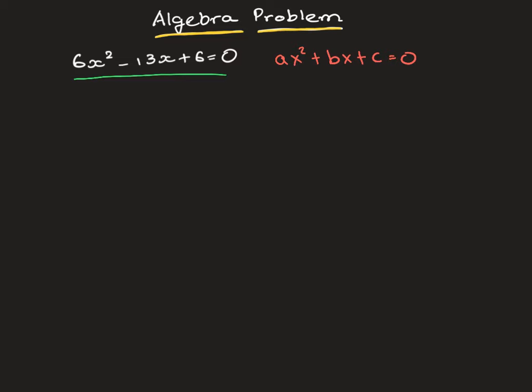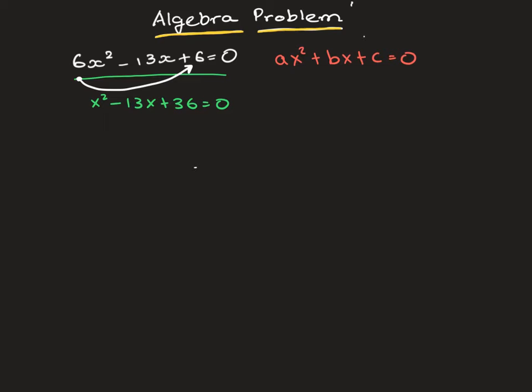The first step to solving this is you have to see whether your a value is greater than 1 or if it's just 1. If your a value is greater than 1, which it is in this case, you would take this a value and multiply it by your c value. That'll create a new equation, which is x squared minus 13x plus a times c, so 6 times 6, positive 36.